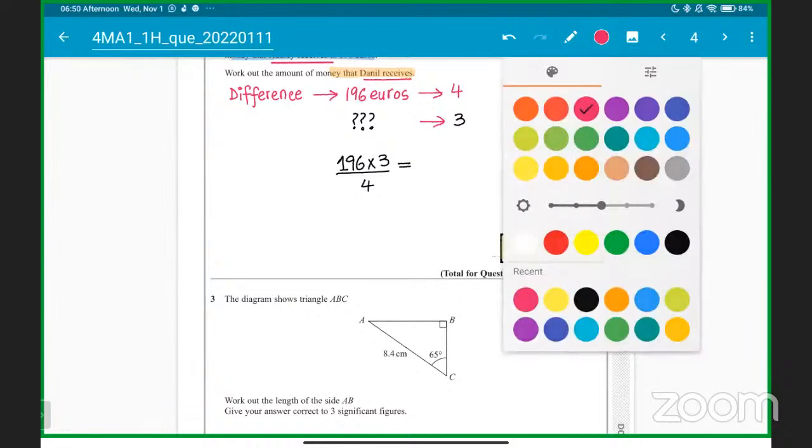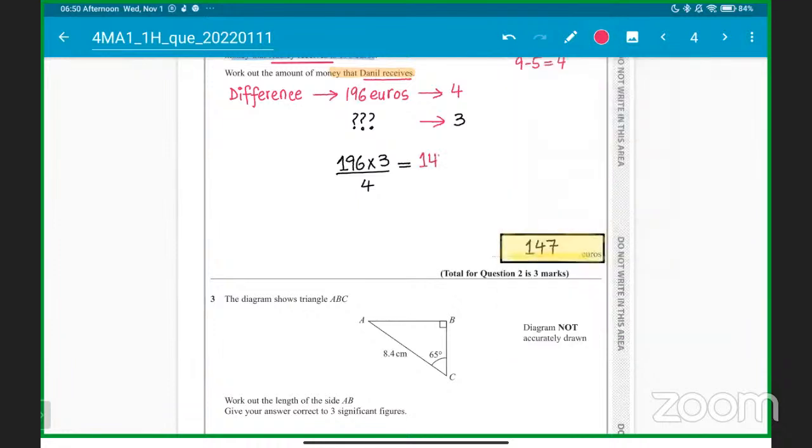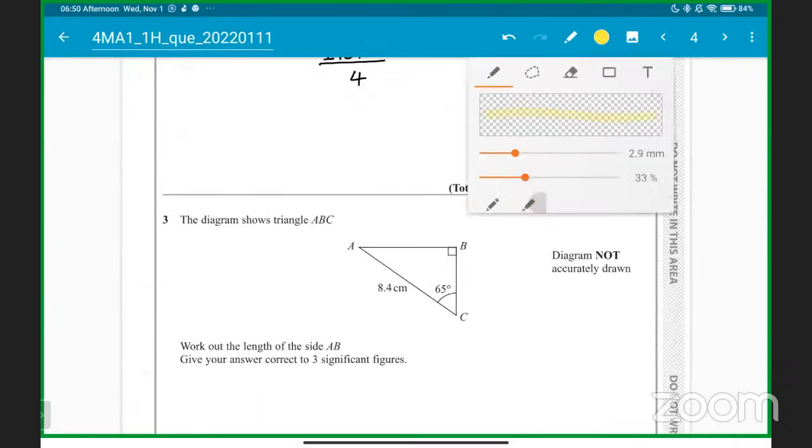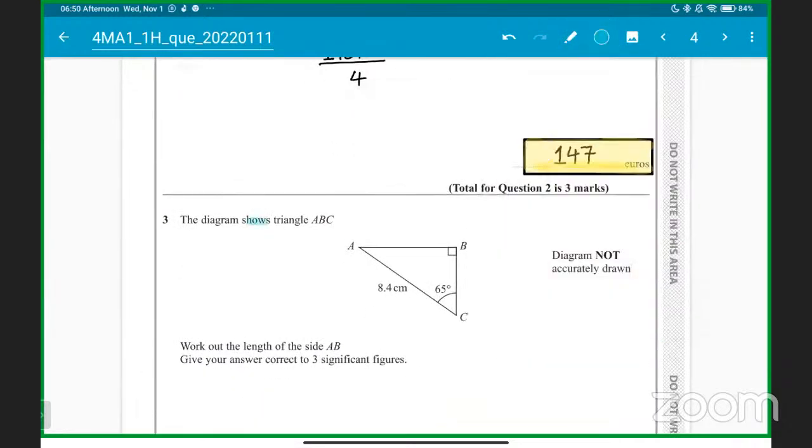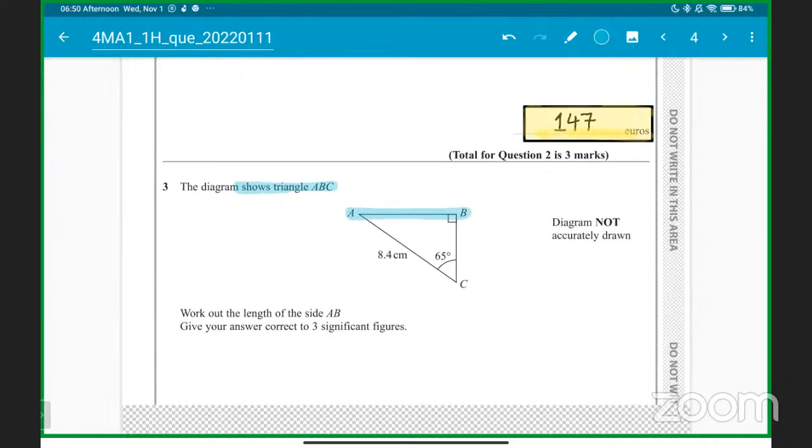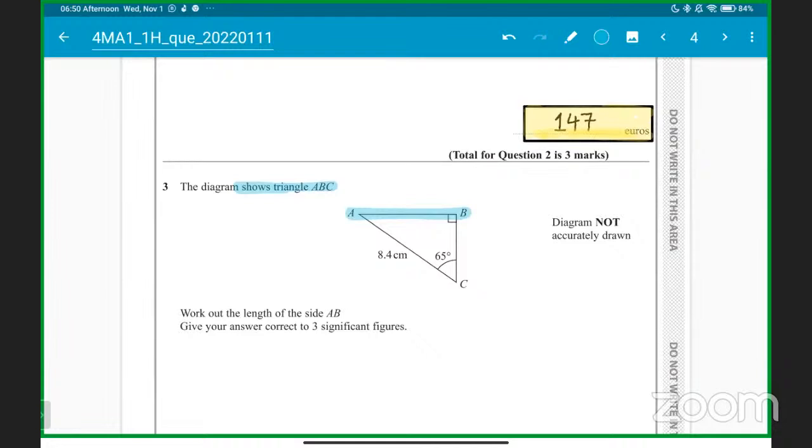Okay. So when we move forward, question number 3 says that the diagram shows triangle ABC. We have to work out the length of AB, giving your answer correct to 3 significant figures. So we'll be going for trigonometry, that is sine, cos, tan ratio. So we have this as opposite and we have this as hypotenuse.